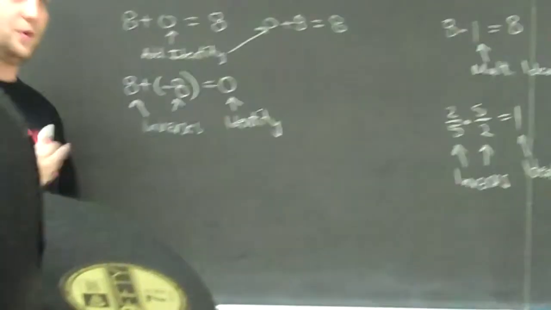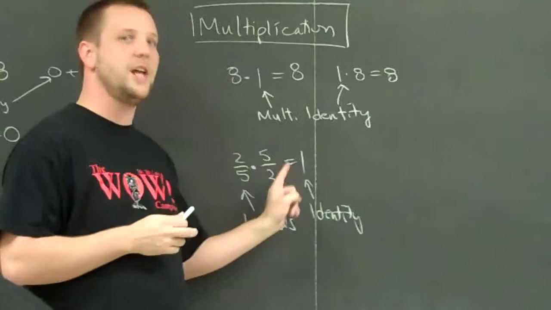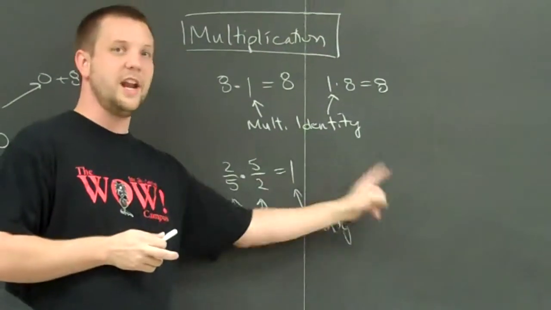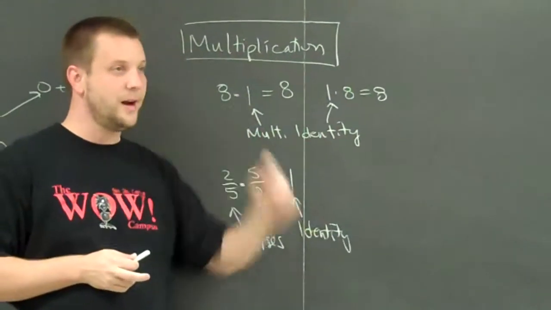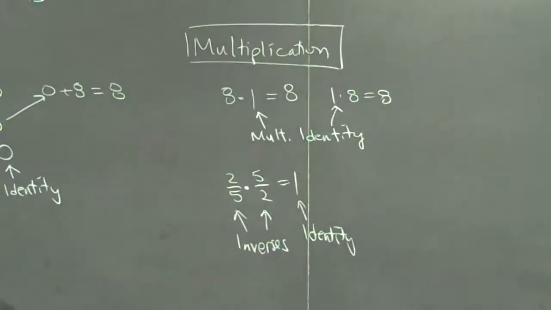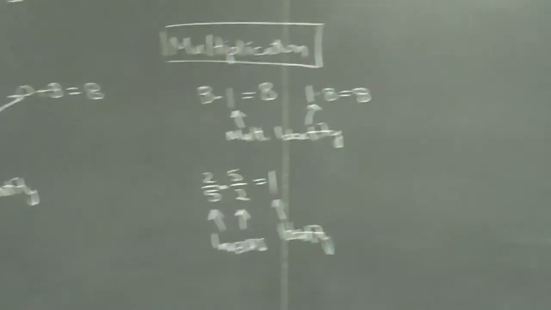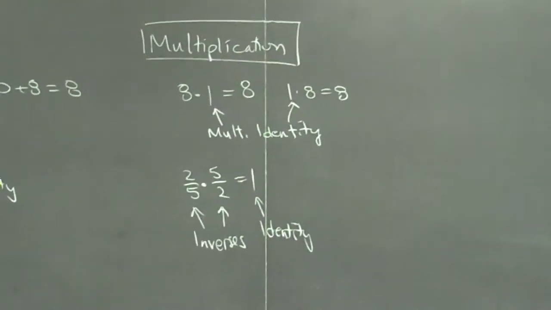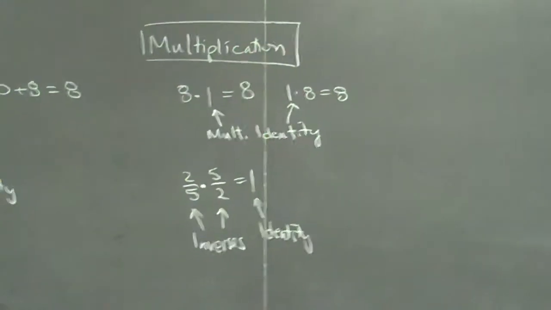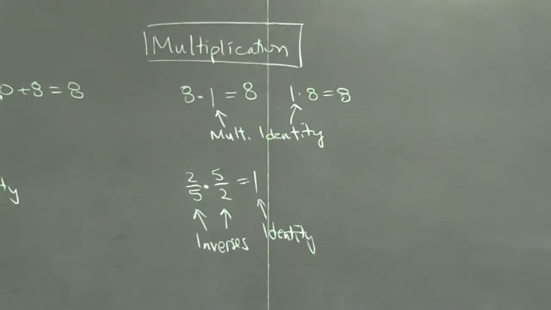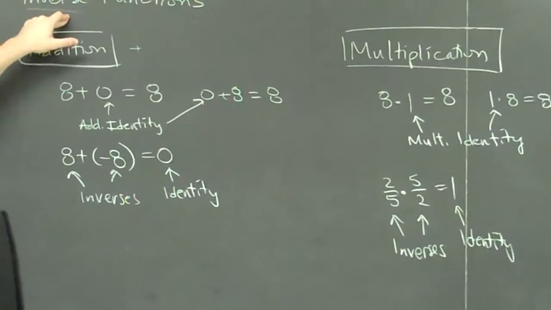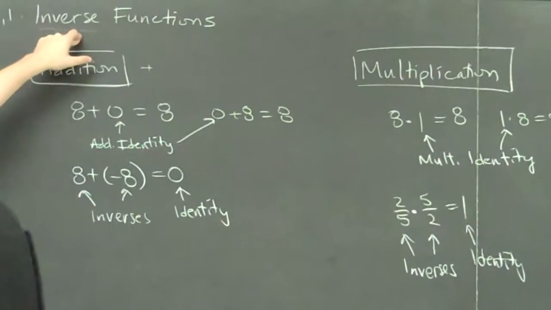So, same idea. You put inverses together with respect to that thing, multiplication in this case, and you get the identity for that thing, right? So that's the groundwork for inverse functions. All right. Before I can talk about what kinds of functions give me inverses, I need to first talk about the identity for a function.